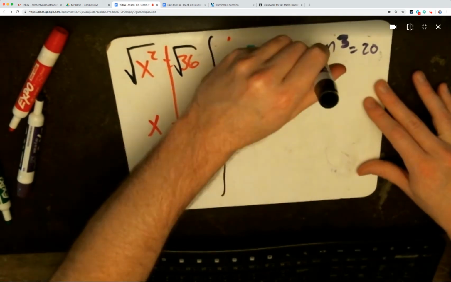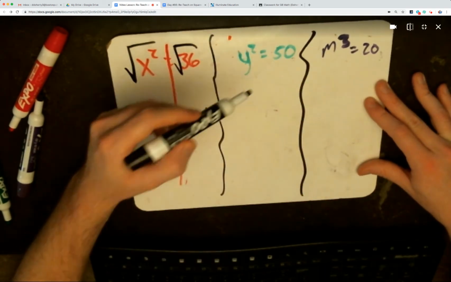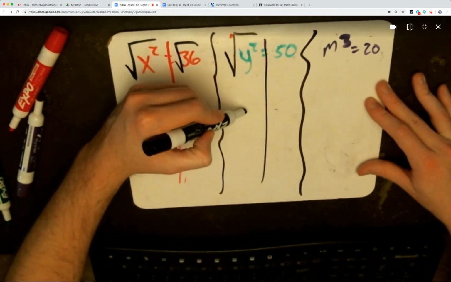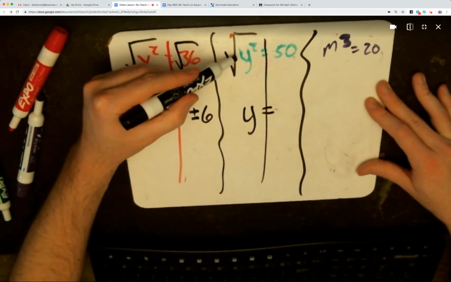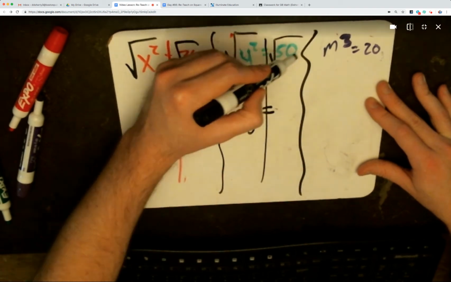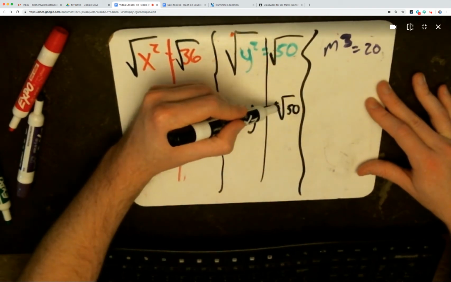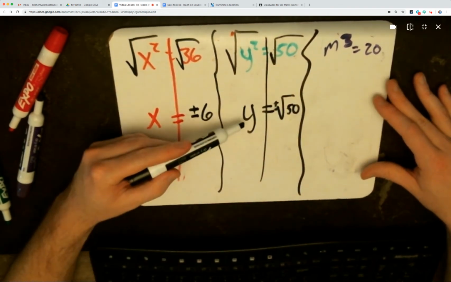You should see similarly for y squared equals 50, what operation needs to be performed? We need a square root to get down to just y. And if I square root on the left side, I have to square root on the right side. The square root of 50, positive or negative version of it, is my answer for y here.